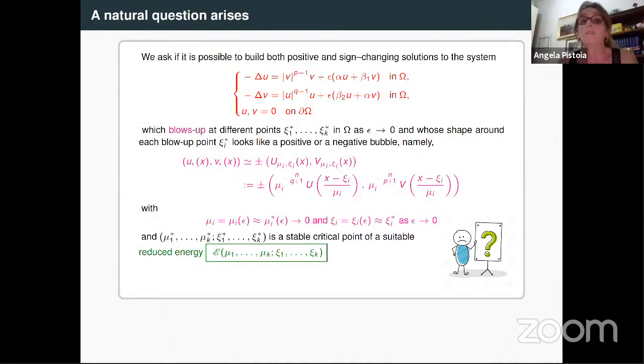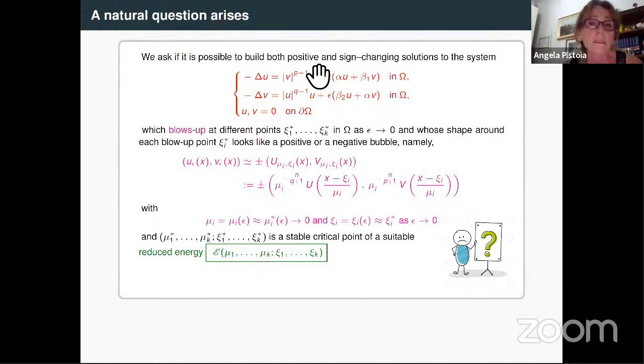We ask if it is possible to build positive and sign-changing solutions to the system. The system and the Brezis-Nirenberg problem have a lot of similarities. So it is natural to ask if I can use a sort of Lyapunov-Schmidt procedure to build positive and sign-changing solutions to this system when this parameter epsilon is small. That's important. The parameter epsilon has to be small.